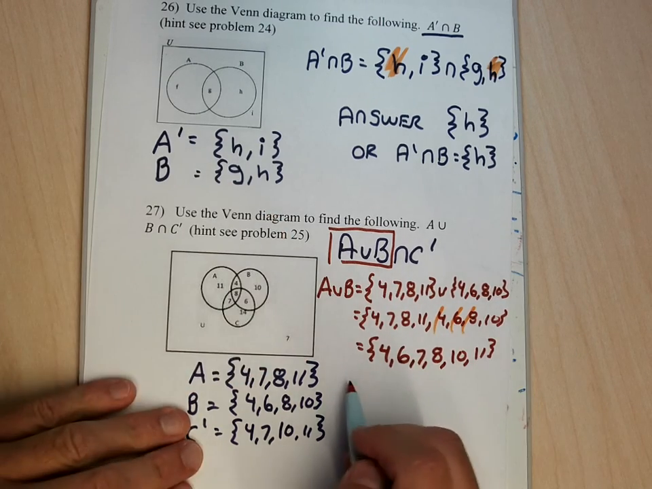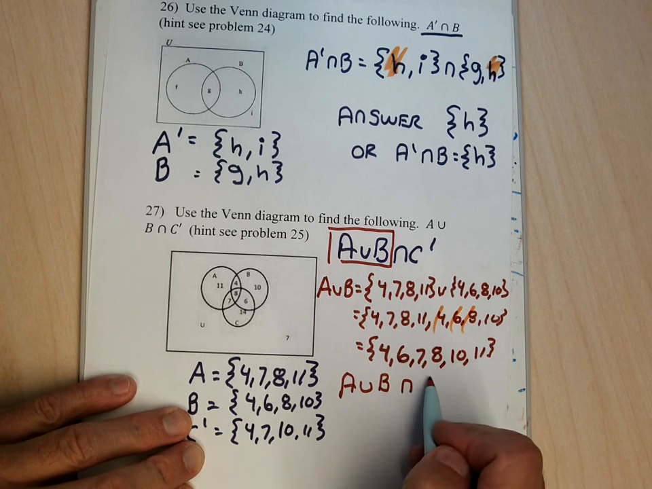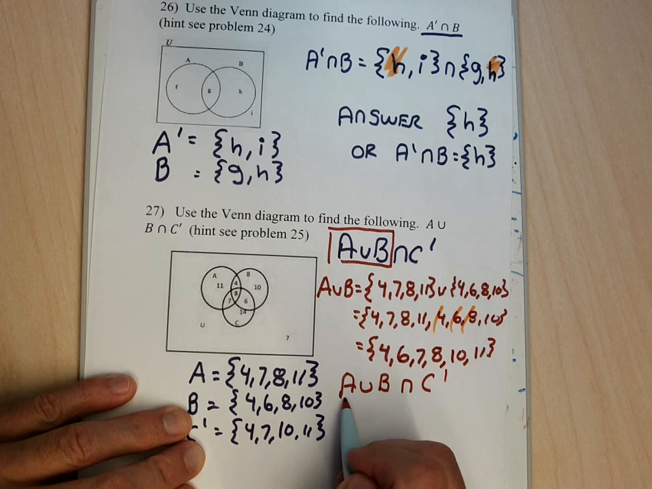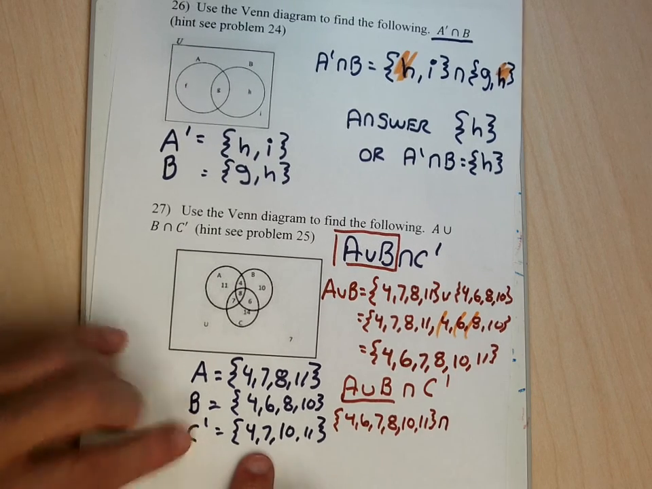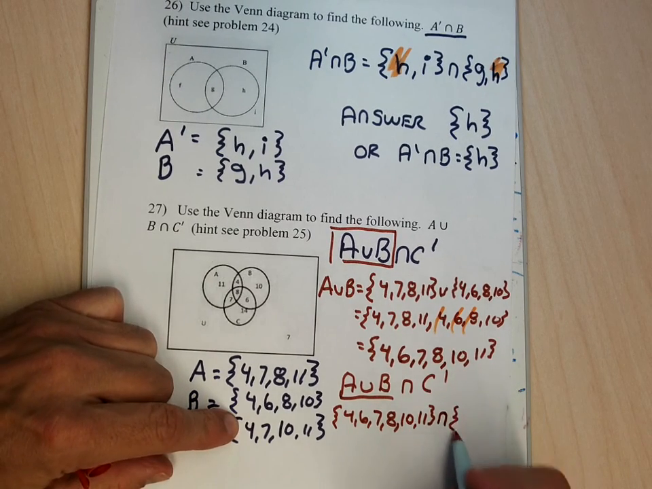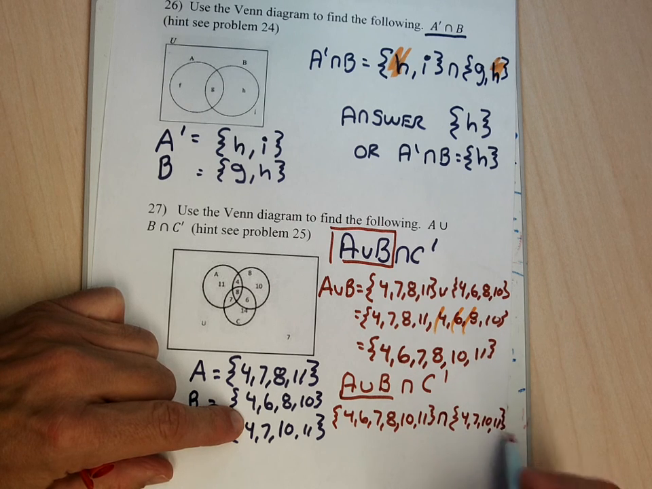So that's the A union B part. I'm supposed to do A union B intersection C complement. In place of the A union B, I'm going to put the set containing the numbers 4, 6, 7, 8, 10, and 11. I'm going to leave my intersection symbol, and in place of C complement, I'm going to write the set containing 4, 7, 10, and 11.